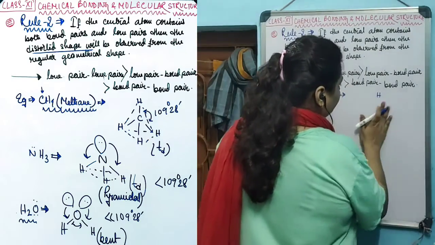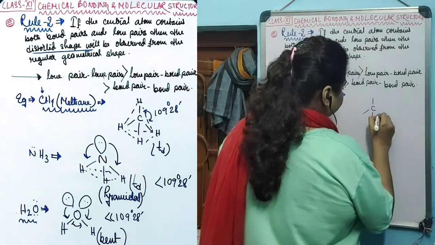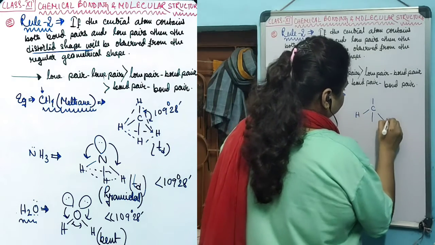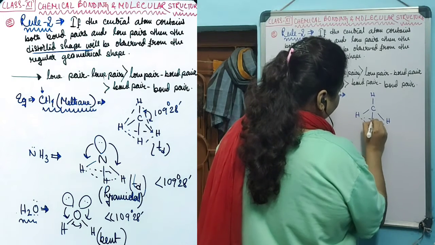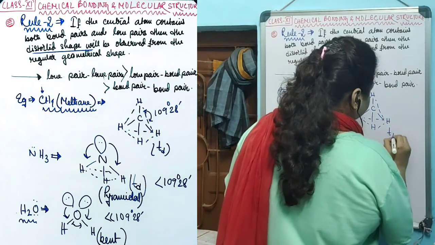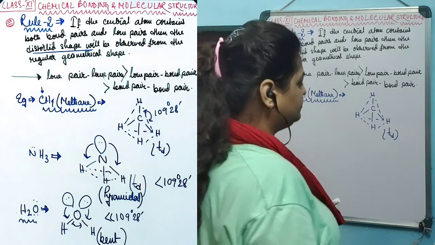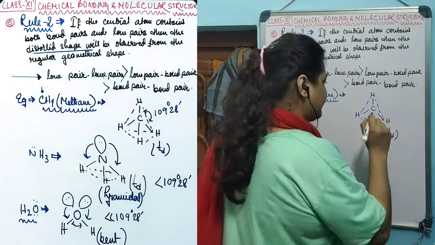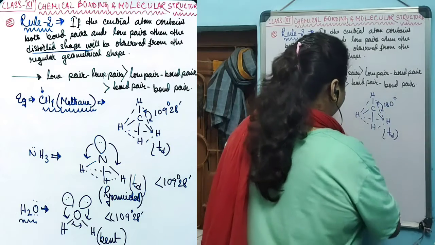The actual shape of this molecule is tetrahedral, that is this one. Tetrahedral structure, in short T subscript d. This is the short form of tetrahedral structure. The angle between all of them will be 108 degree.